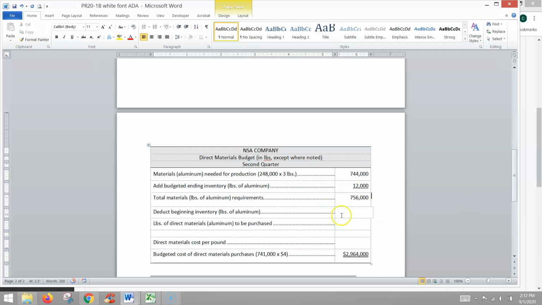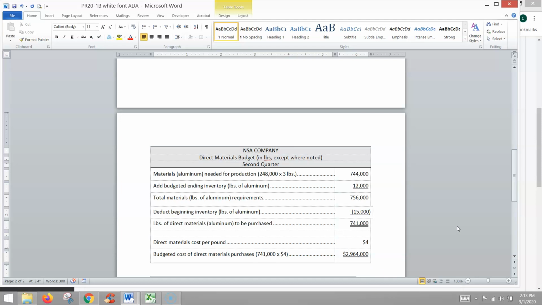Then we're going to subtract our beginning inventory to determine the amount that we need to purchase, 741,000 pounds. We're going to multiply that times the direct material cost per pound of $4, and this gives us the dollar amount for our budget, $2,964,000 for the direct materials.